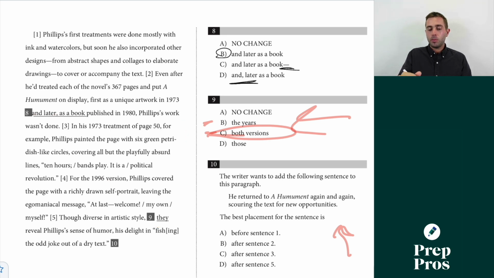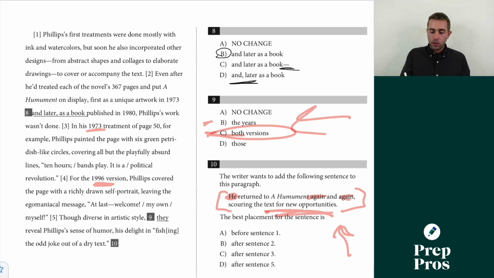Now, most of you are probably just going through this and trying to do what sounds or looks right, place it in, and just read through. But what you always want to try to do is unpack some clues out of this that are going to give you a black and white location where it has to be. Now, one thing I see here is the "he" is going to have to be clarified that it's talking about Phillips, but this isn't super helpful in this paragraph because it's all about Phillips. That's not going to really help us, but "he returned to a humument again and again." So we're talking about him coming back to it multiple times, and we did see we have these multiple treatments, multiple versions, scouring the text for new opportunities here.